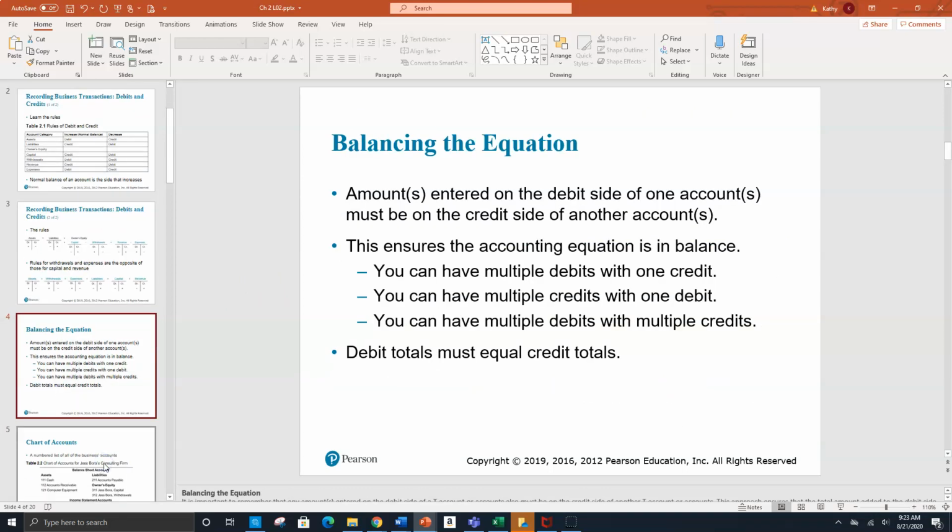Okay, we also always have to have a balanced equation. So anything you debit, you have to credit the same amount to the other side of the equation. So you can have multiple debits, one credit. You can have multiple credits and one debit. You can have multiple debits and credits. The equation just always, always, always must be equal.